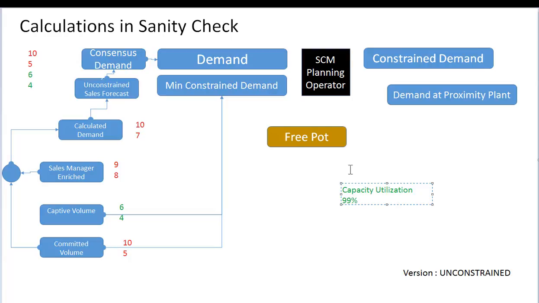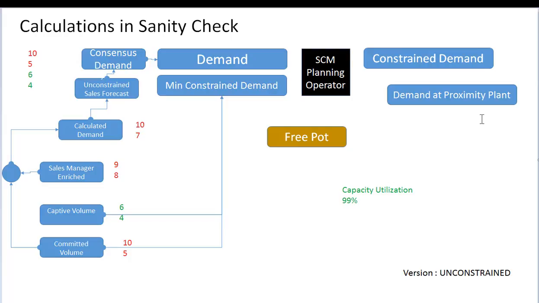It's important that when this alternative calculation of the demand is used, it is only for the planner to look at the capacity utilization that comes after these figures, but this result should not be used to copy the constraint demand to the demand at proximity plan, because the demand at proximity plan should always come from the calculated demand and the minimum constraint demand set by the captive and committed volume.